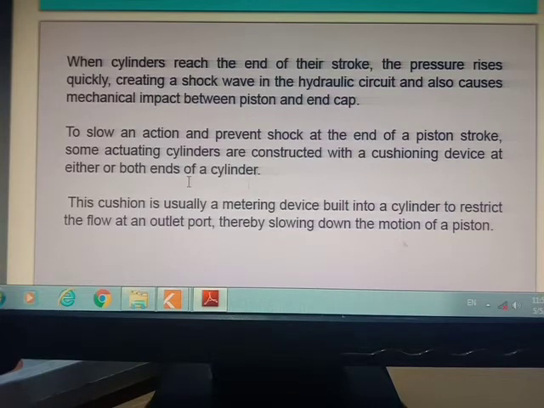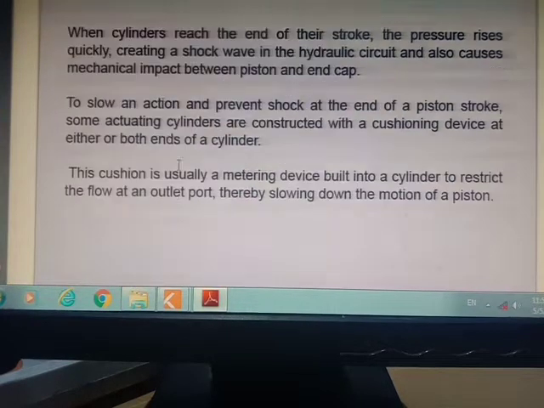Now when that valve is completely open, or I can say the outlet port is 100% open, then 100% of the oil will simply move to the reservoir. But if I restrict that flow which is coming outward, what will happen? There will be resistance to the flow, and as there is resistance to the flow, automatically the speed of the piston will get reduced. Therefore it is said that the cushion is usually a metering device built into a cylinder to restrict the flow at an outlet port, thereby slowing down the motion of the piston.